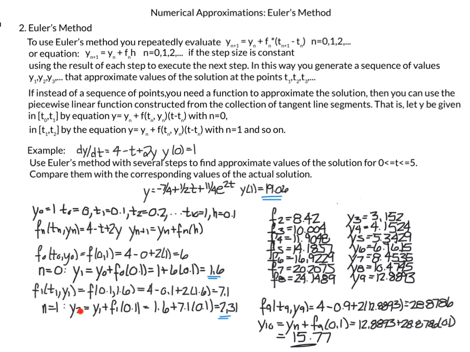To calculate my next point, y2, I start with f1, plugging in t1 and y1. So t1 is 0.1, y1 we just calculated is 1.6, so 4 minus t plus 2y is equal to 7.1. I can plug that now into my formula for y2, which is y1 plus f1 times 0.1. So I have my 1.6, my f1, my h, and I get 2.31.